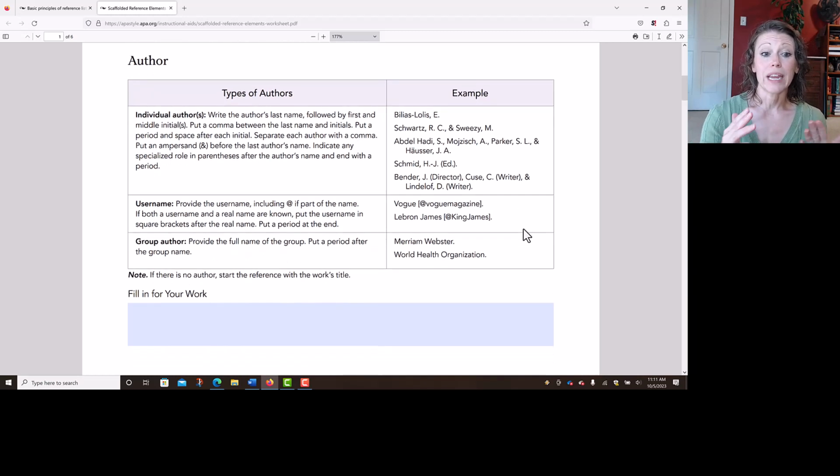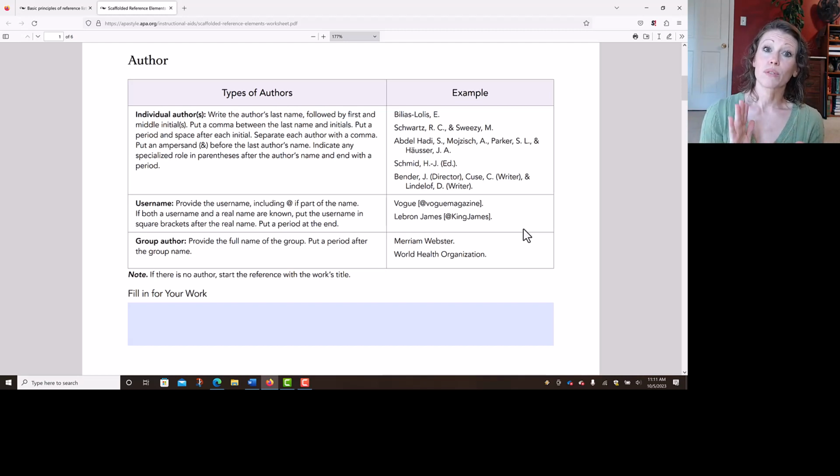If you have a TV show, for example, you might not have, obviously, an author, but you would have a director and writers. The director goes first with the parentheses that identifies him or her as the director. Then you would do the writers after that, and it would be the first one with writer in parentheses, and then any additional ones as well.